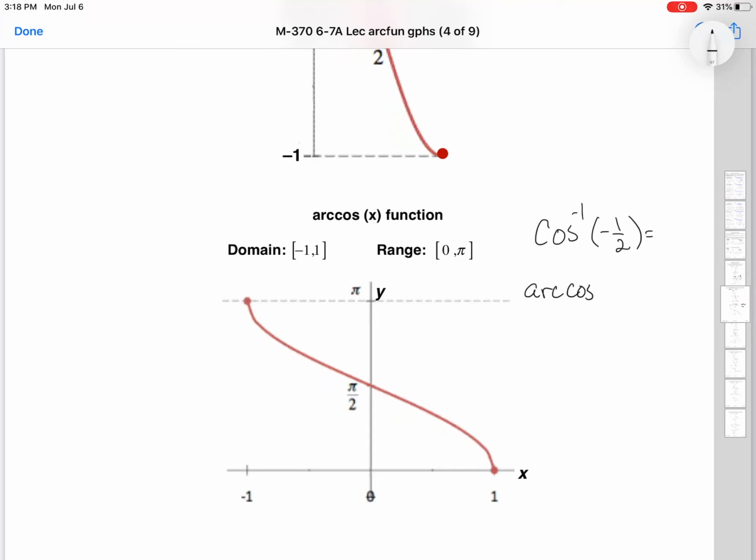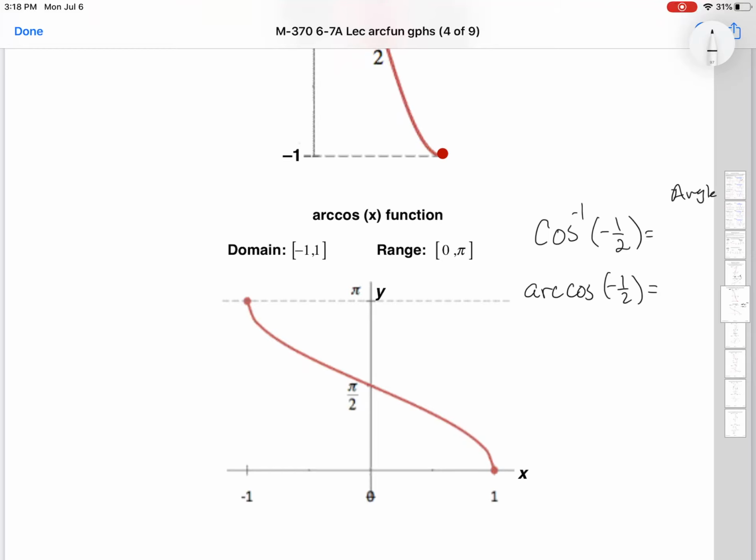So if we're going to look at the arc cosine of -1/2, or the cosine inverse of -1/2, that is the same question. What we're asking ourselves is what angle gives us -1/2 when we take the cosine of it. So this thing is looking for the angle. You and I have memorized that cosine of pi over 3 is 1/2, and so we know it's a pi over 3 reference angle.